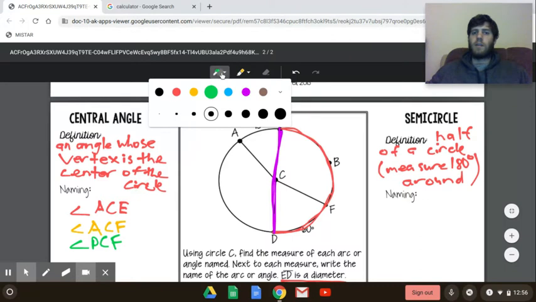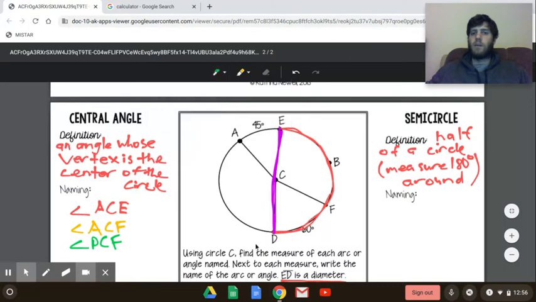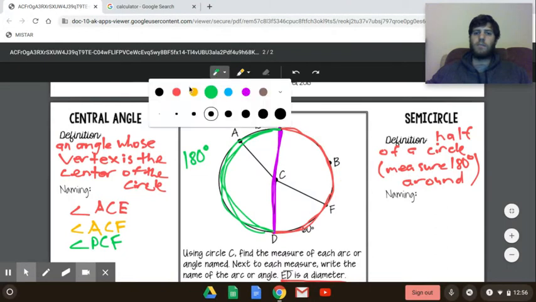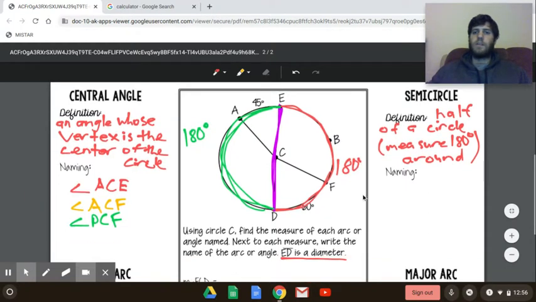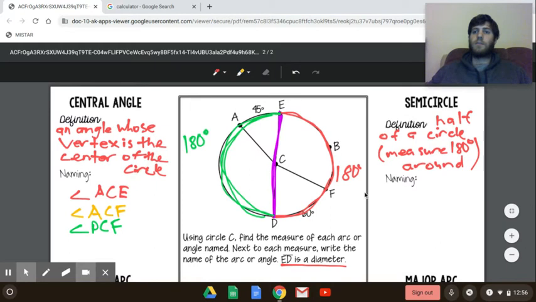So we have one arc, or one semicircle, on that side of the diameter, and then here we have another one. And the measure of a semicircle is 180 degrees. The red arc over here also measures 180 degrees.